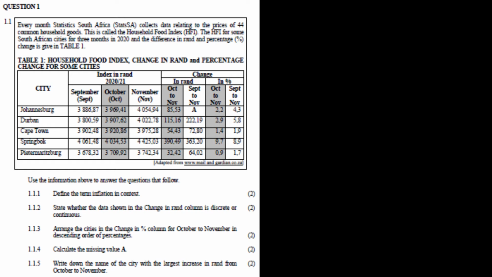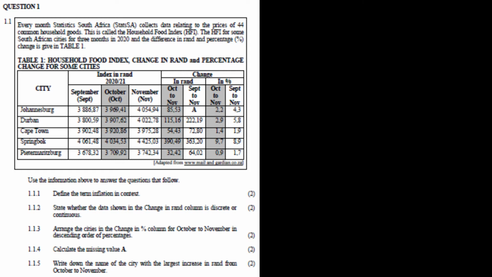Okay, so let's start by reading the question. Every month, Statistics South Africa collects data relating to the prices of 44 common household goods. This is called the Household Food Index, HFI. The HFI for some South African cities for 3 months in 2020, and the difference in rand and percentage change is in the table given below.